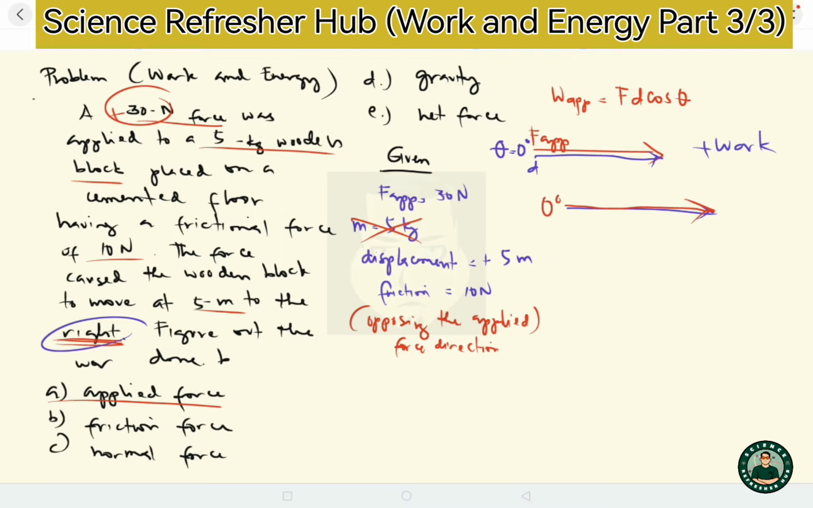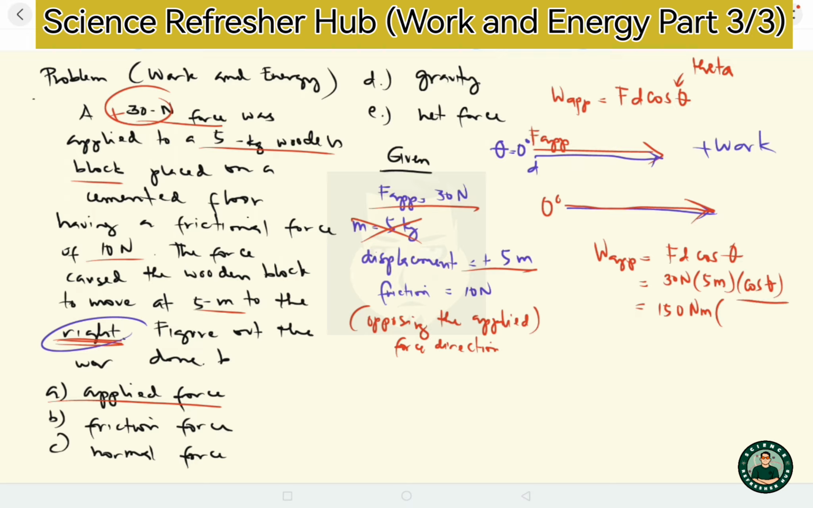So our theta, or our angle, is going to be 0. Okay, so let's continue. Work done by the applied force is equal to F D cosine theta. Then you have the force, 30 Newton, and we have displacement, positive 5, and then we have cosine theta. All right, so this is going to be 150 Newton meter.